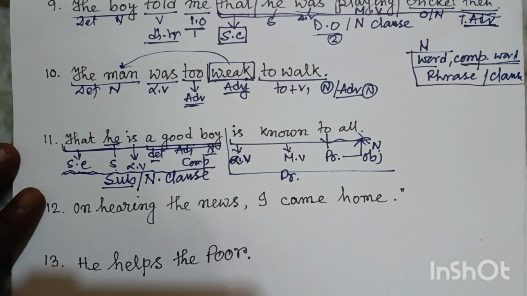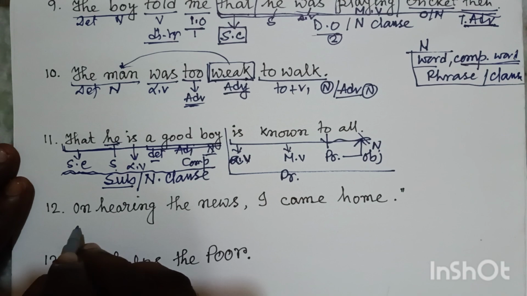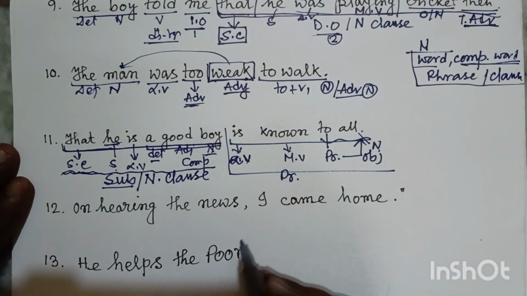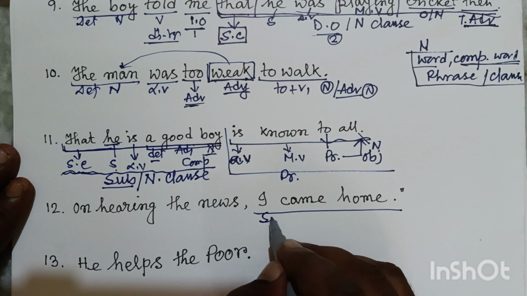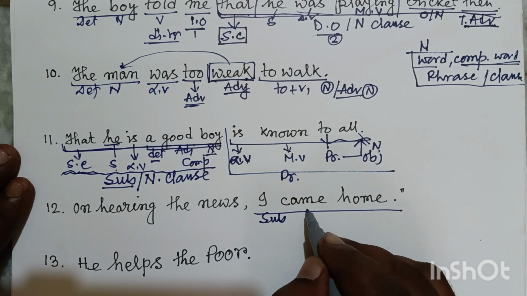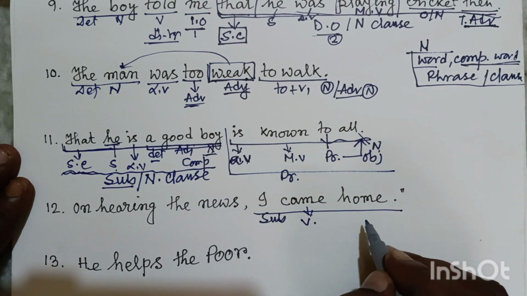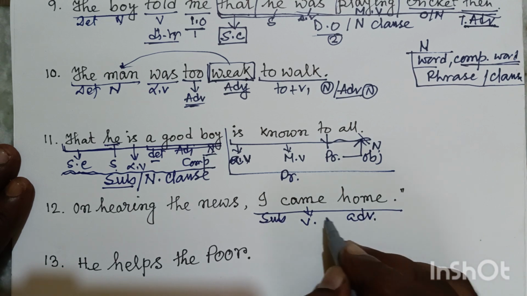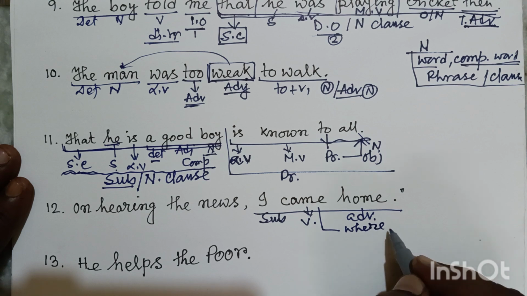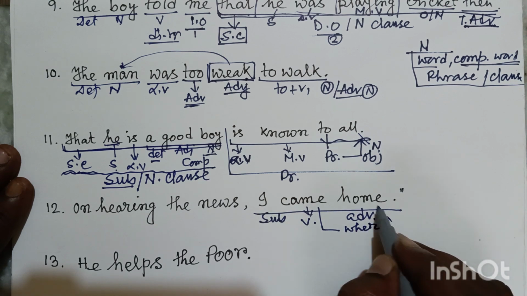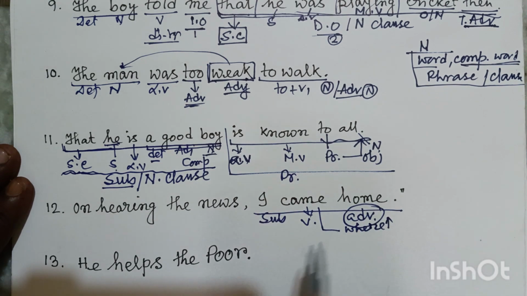Now friends, look at this. Number 12. "On hearing the news, I came home." So I is the subject. This is the principal clause. I is the subject. I is a pronoun, you know. Came is the verb. And home is the adverb. Look at this. Came where? That means the home is the answer of where. So it is an adverb here in this sentence.